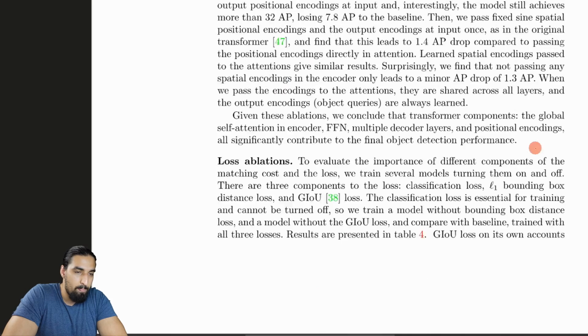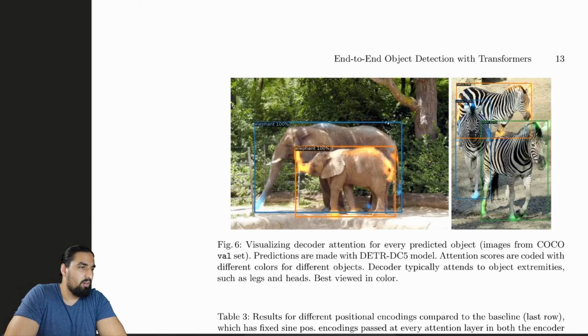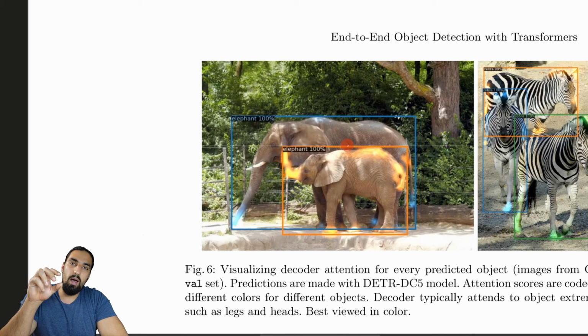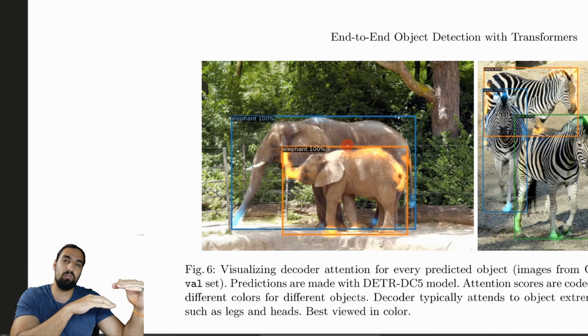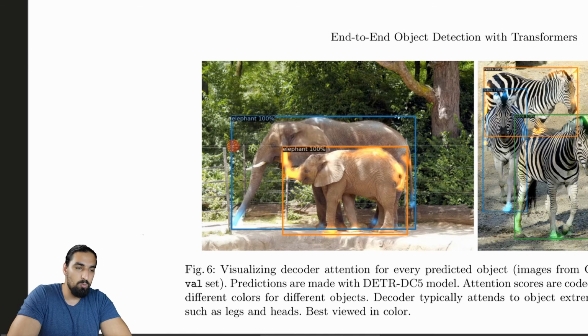Okay. That's that part. Here they have an interesting visualization of the decoder attention mechanisms. We take one of the proposals, one of the tokens from the output of the decoder, and we attend to the outputs of the encoder network, and that's what we got.